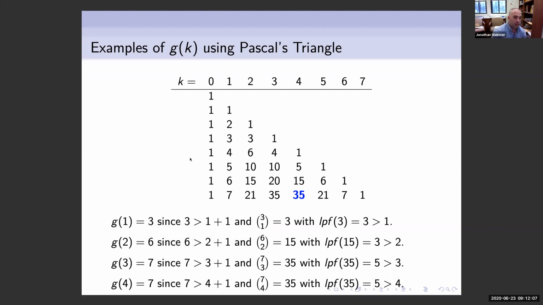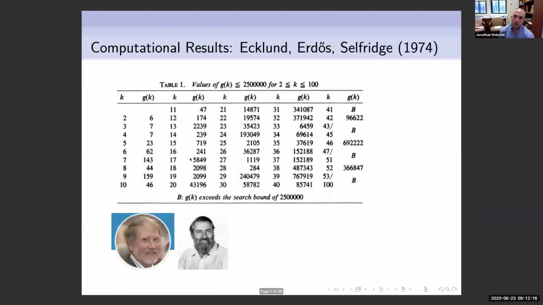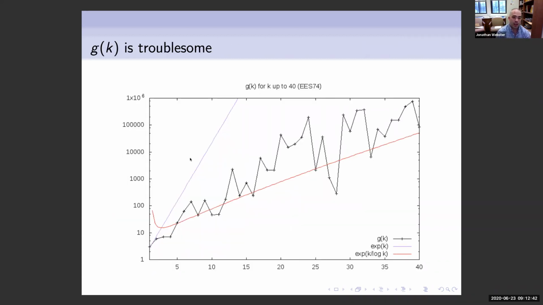And you can keep going in this manner. Using Pascal's triangle is not a very computationally efficient way of finding these though. So in 1974, Eklund, Erdős, and Selfridge did the first small tabulation of these values, computing the first 40 and some sporadic values above there, where they determined that g of k was larger than some bound, which is 2.5 million, or they found g of k. And we see some of the chaotic behavior that g of k exhibits. It jumps around. But we suspect it grows like e to the k over log k.